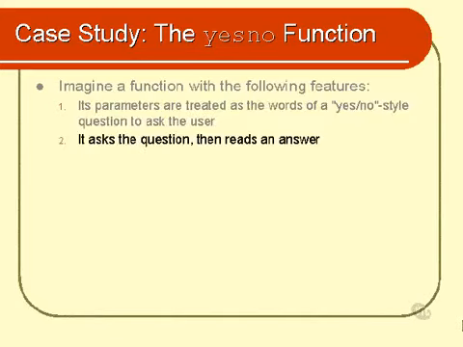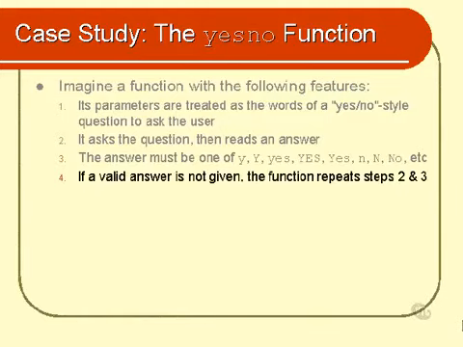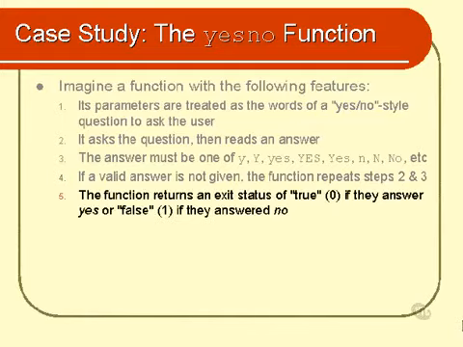Secondly, it will read an answer from the keyboard and check that the answer conforms to one of the following styles, and that is lowercase y, uppercase Y, lowercase yes, or the same for n, no, anything basically that starts with a y or starts with an n. Now if they don't specify one of those answers, then it's going to essentially go back and ask the question again until they answer a yes or a no.